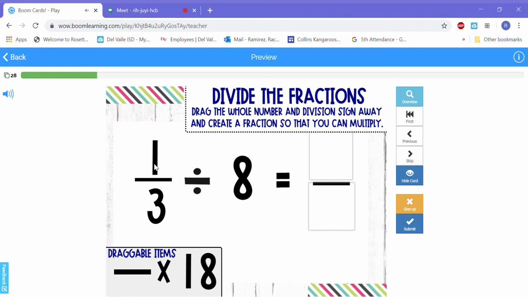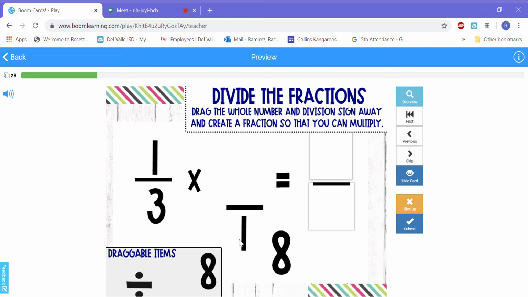So looking, 1/3 divided by 8. So we keep the 1/3, change the division sign to a multiplication sign, change the 8 to an 8 over 1, and then we flip. So the 8 and the 1 flip spots, and that becomes 1/8. So now we have 1/3 times 1/8.